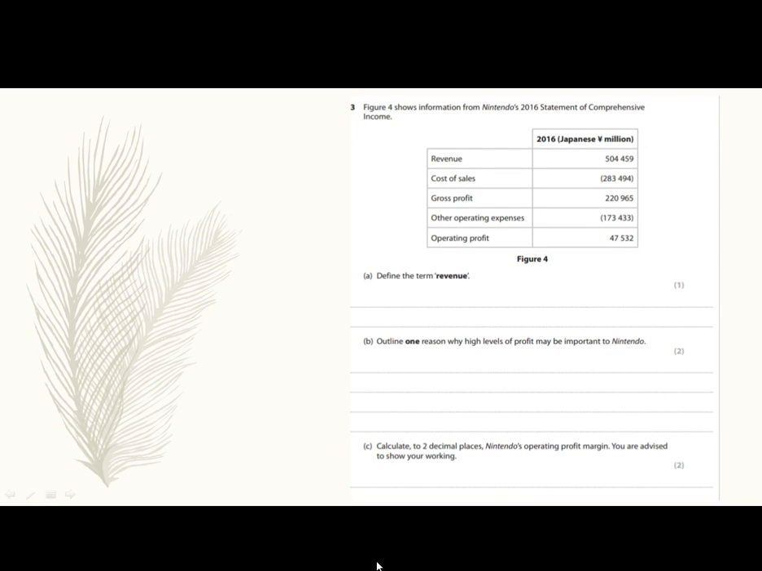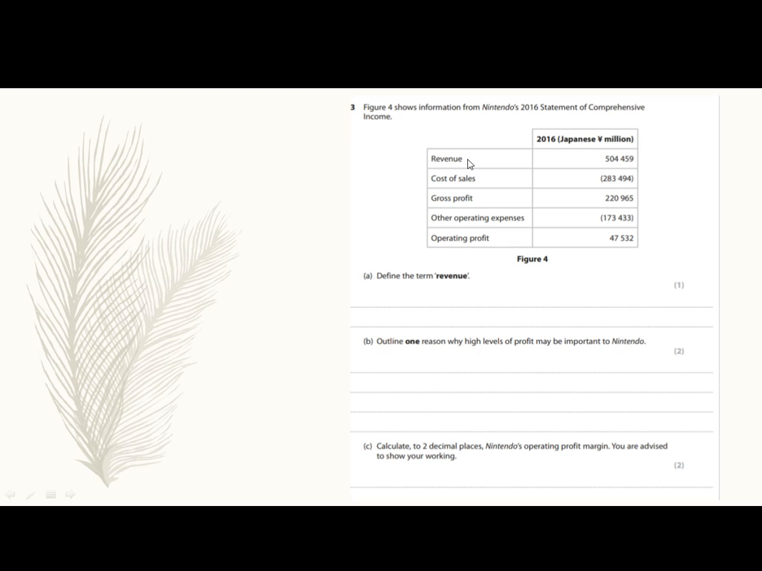Right. So we continue talking about statement of comprehensive income, and right now we will look at questions like from question 3 or section 3, part 3, which is always on finance, related to the statement of comprehensive income. So here we go, figure 4, statement of comprehensive income for a Japanese company called Nintendo.